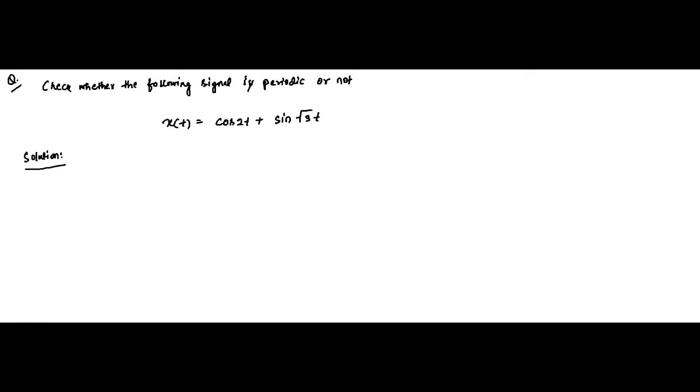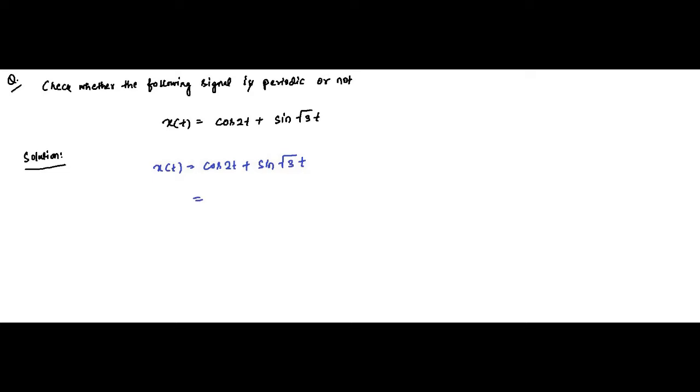So here is another question on sum of two signals, and we have to check whether the resultant signal is periodic or not. It has been asked to check whether the signal x(t) is equal to cos 2t plus sin root 3t. We have to check its periodicity. So here x(t) is equal to cos 2t plus sin root 3t.